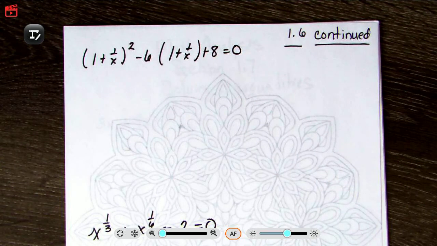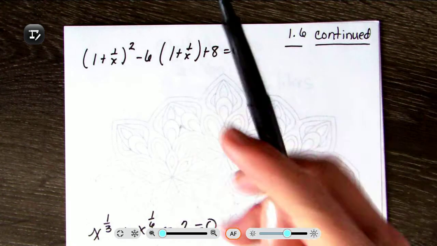So the first one we have is 1 plus 1 over x quantity squared minus 6 times 1 plus 1 over x, and then plus 8 equal to 0. Your gut would tell you to square those things out, distribute, combine all your like terms. But I'm going to tell you, as I have in the past videos, to always take a step back and look at the big picture. If you look at the big picture, we have something squared, and that same thing shows up here.